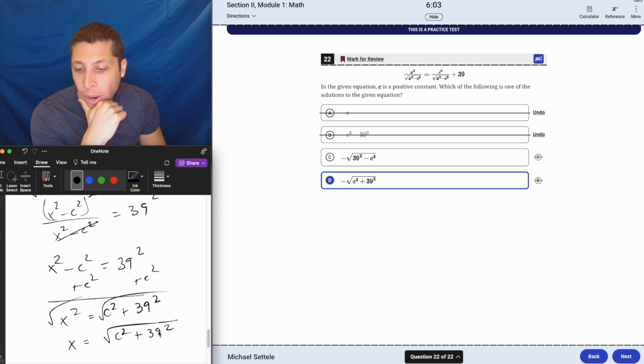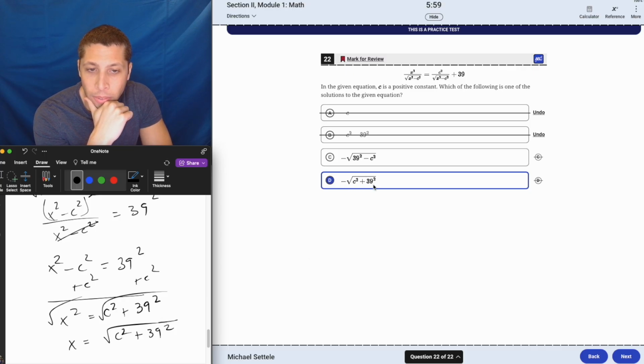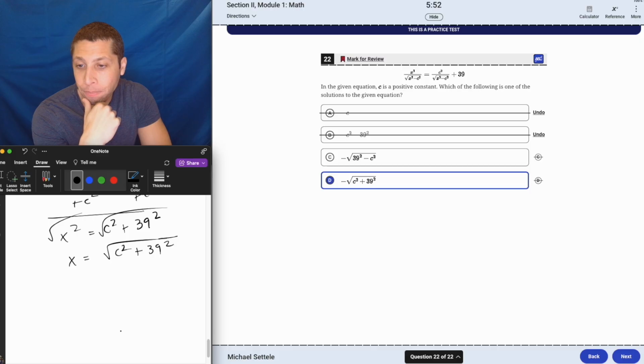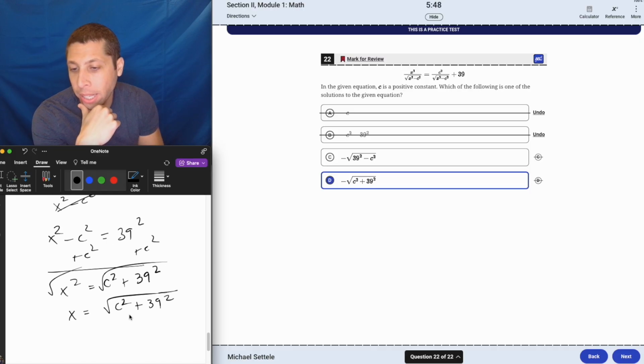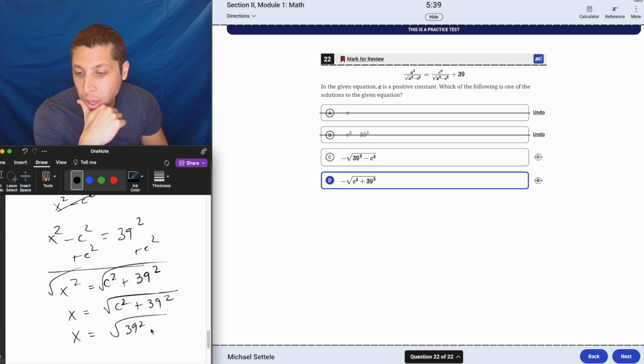Again though, even if you do all that right, a lot of people are gonna be like, well, what's the deal? It's similar, but it's got that negative. Or, here's the other trap: when they add this c squared over, they might do it so that it looks like this. So they're gonna end up with x equals radical 39 squared plus c squared, because these are the same. It's addition, it doesn't matter. So they're gonna look at those two things as the same.